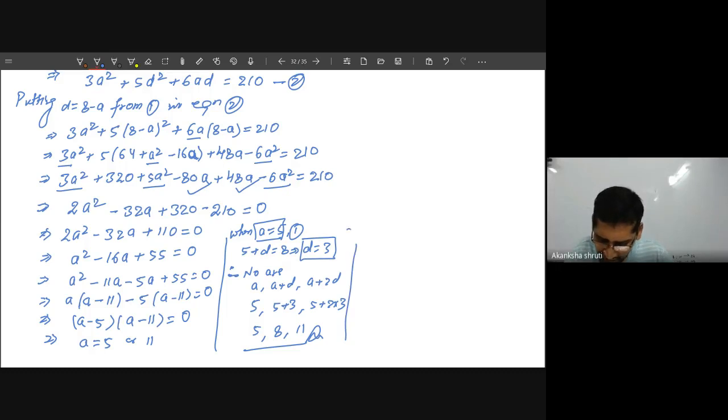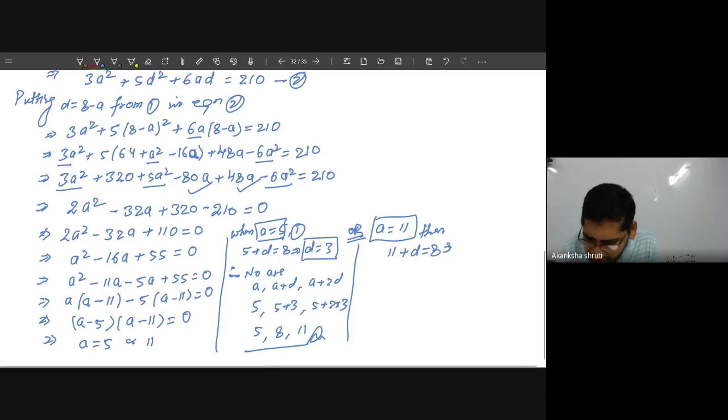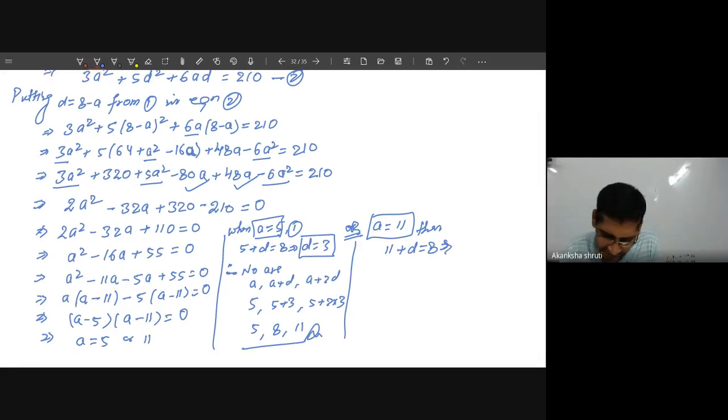Or even we have a is equal to 11. At that time, what will be d? Then this is our 11 plus d is equal to 8. So this is going to give us, means when we are choosing a is equal to 11, at that time we are going to get d as minus 3.